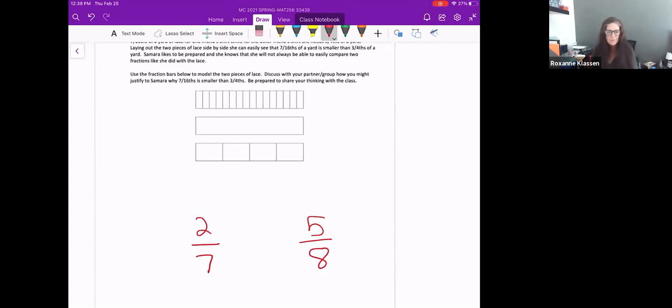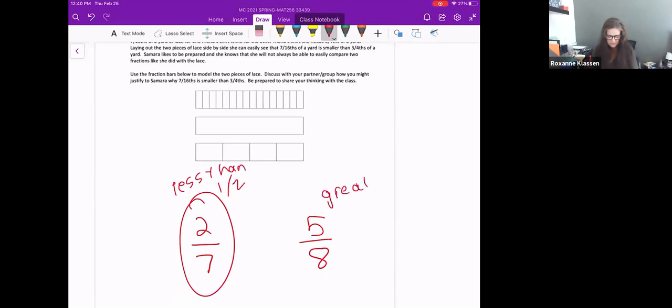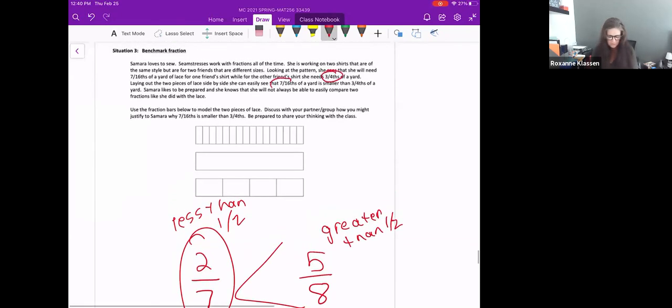So this would be a nice one to do benchmark fractions with, right? So this is less than a half. This one's greater than a half. So I know that 2/7 is less than 5/8. I could have just used this one, but you could do this one on your own. 3/4 and 7/16. That's a nice one, right? Because kids might not know which one's bigger, 3/4 or 7/16. Okay, so benchmark fractions are really nice.